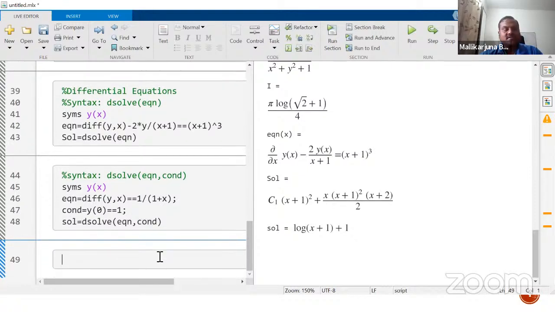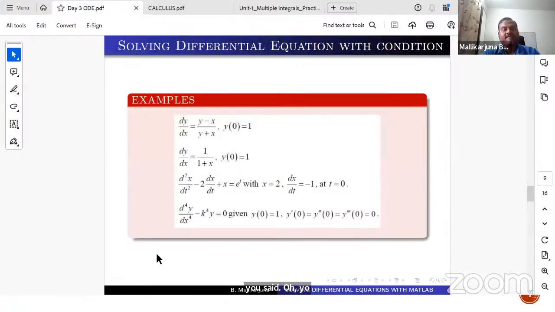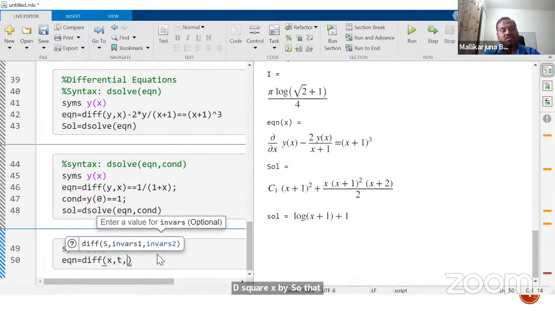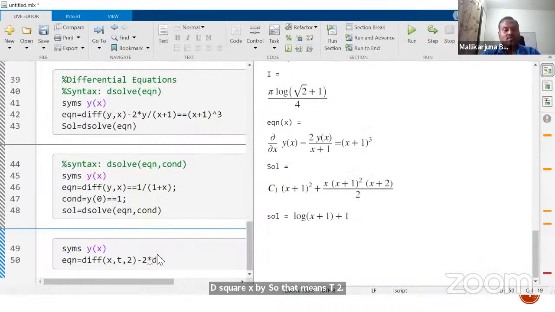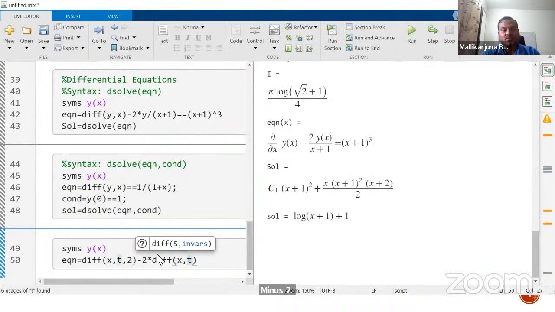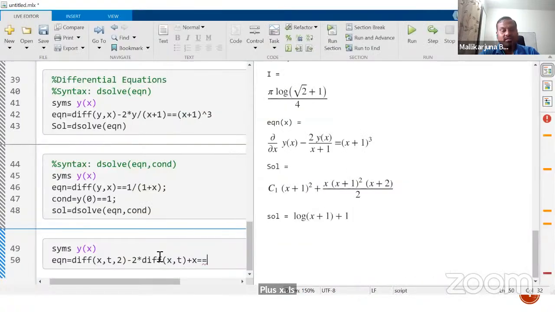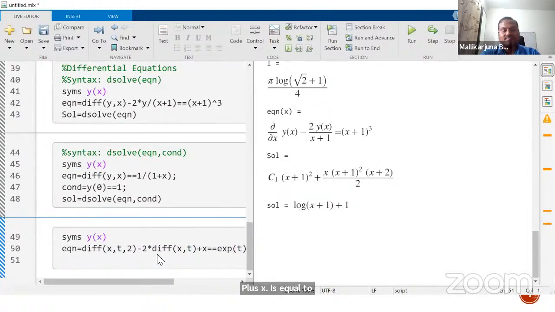So you just type these. I'll try this second order, as you said, y of x. Now the equation: d square x by dt square minus 2 times the differentiation of x with respect to t plus x is equal to e power t. E power t means exp of t. This is the equation.